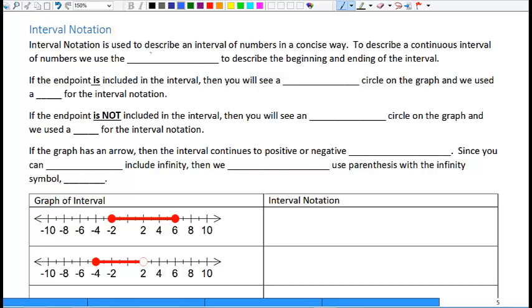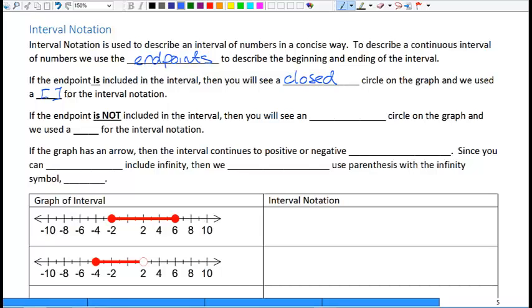So interval notation is used to describe an interval of numbers, so lots of numbers that are really close together, in a concise way. So to describe a continuous interval of numbers, we use the endpoints to describe the beginning and ending of the interval. If the endpoint is included in the interval, then you will see a closed circle on the graph, and we will use a bracket for the interval notation.